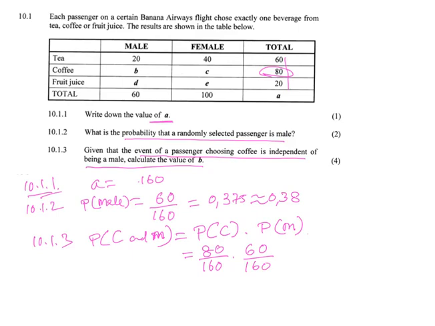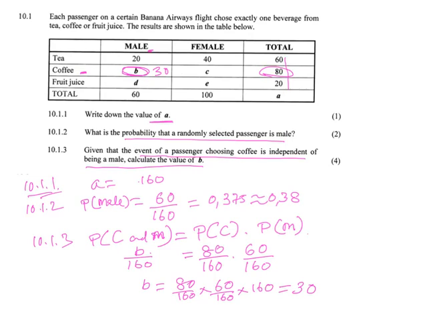Now, what is the probability of male and coffee? The probability of male and coffee, this is B, the common part to coffee and male. Therefore, that gives me B over 160. Now I can calculate B. Since they are independent, I can use the product rule: the probability of coffee and male is equal to the probability of coffee times the probability of male. I can write this only when they are independent. So it is 80 over 160 times 60 over 160 times 160, and that gives me B is equal to 30.